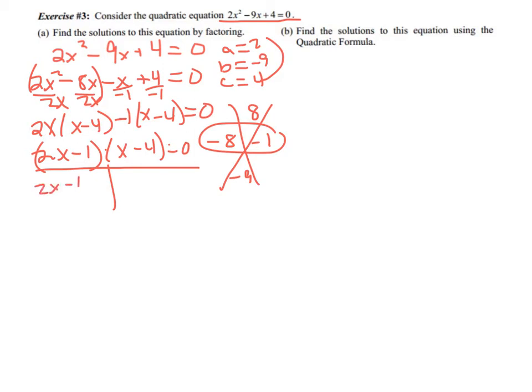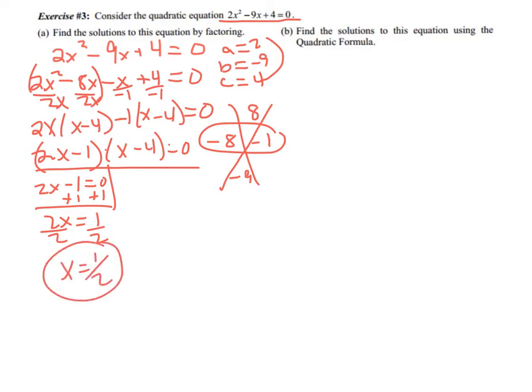So 2x minus 1 equals 0. Add 1, add 1. 2x equals 1. Divide by 2, divide by 2. So there's your one answer, 1/2. The other side, x minus 4 equals 0. So add 4, and x is equal to 4. So I get two rational answers here.